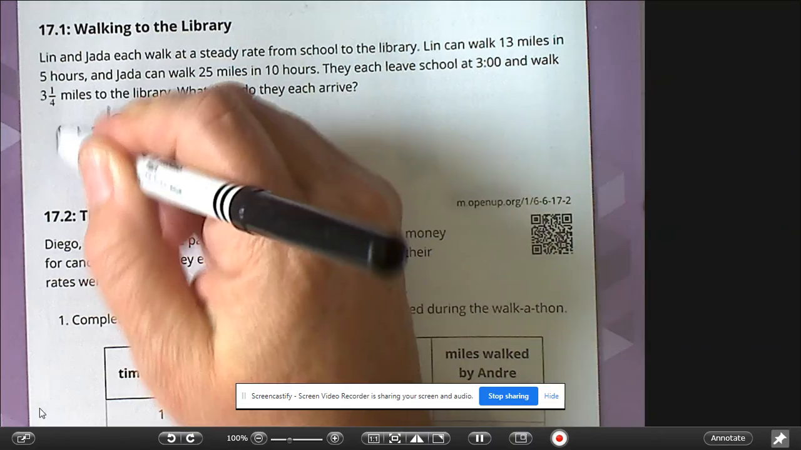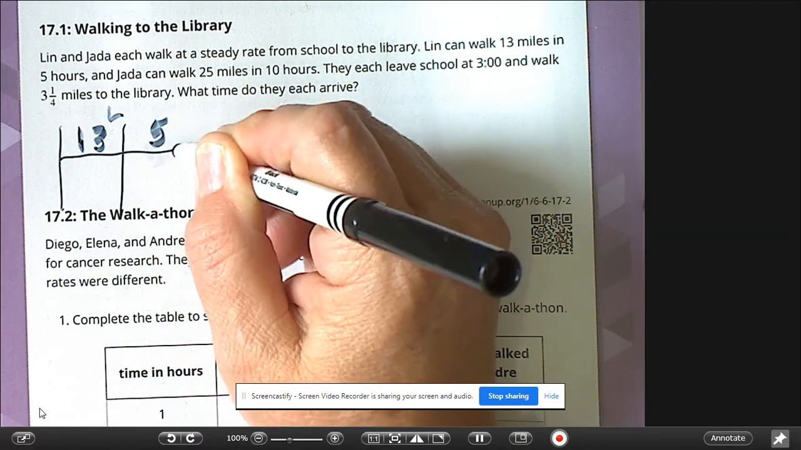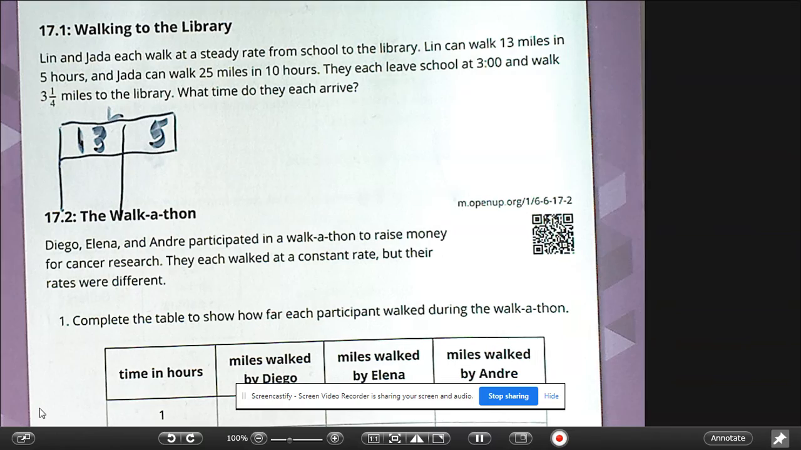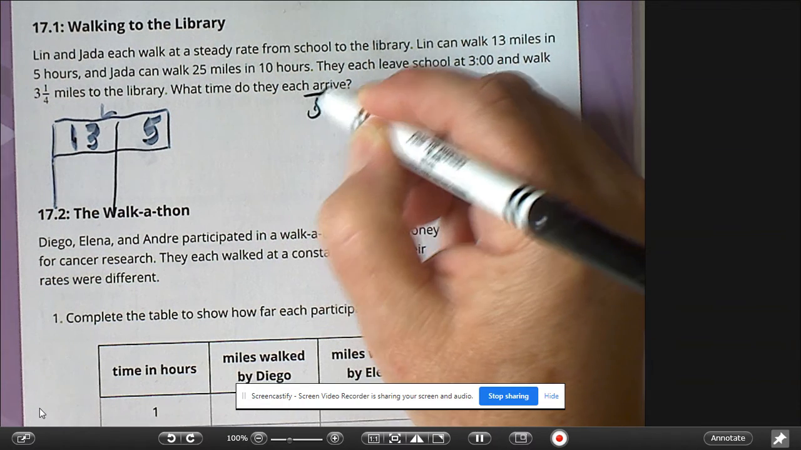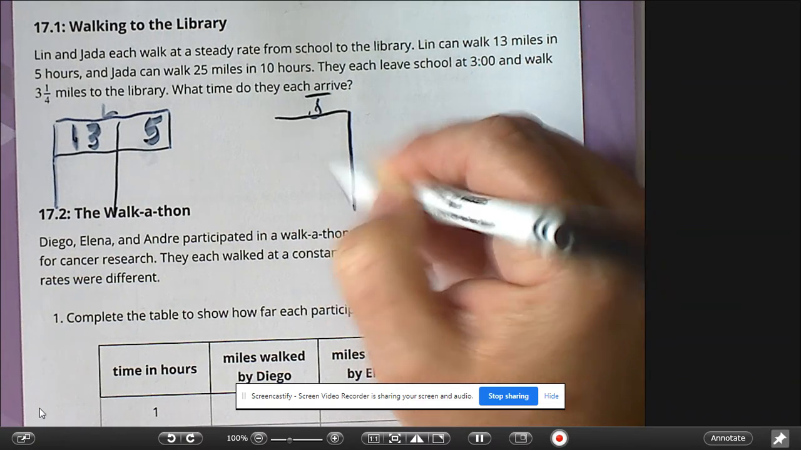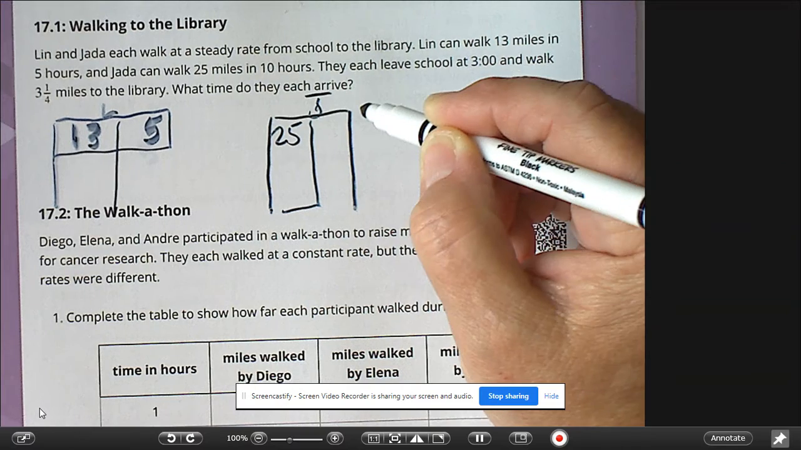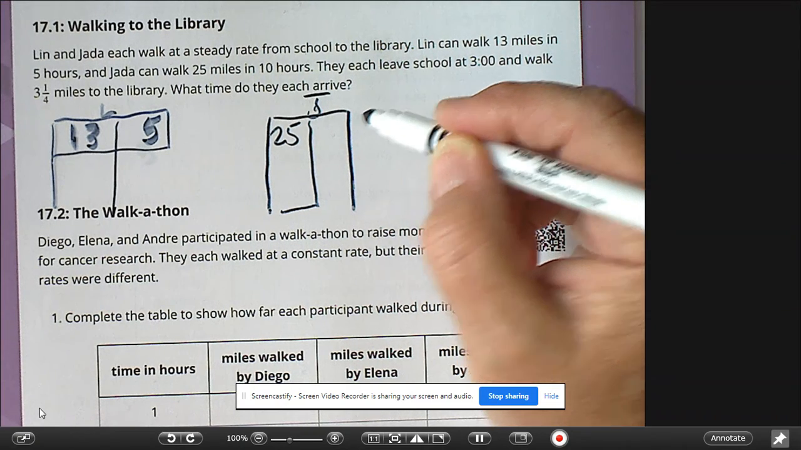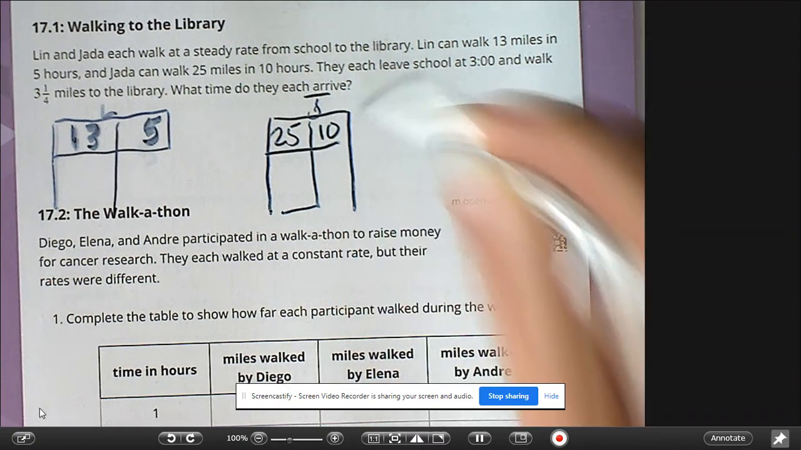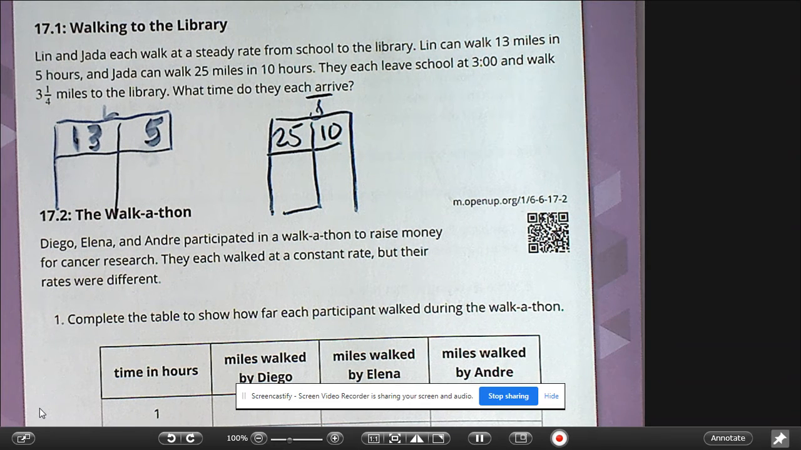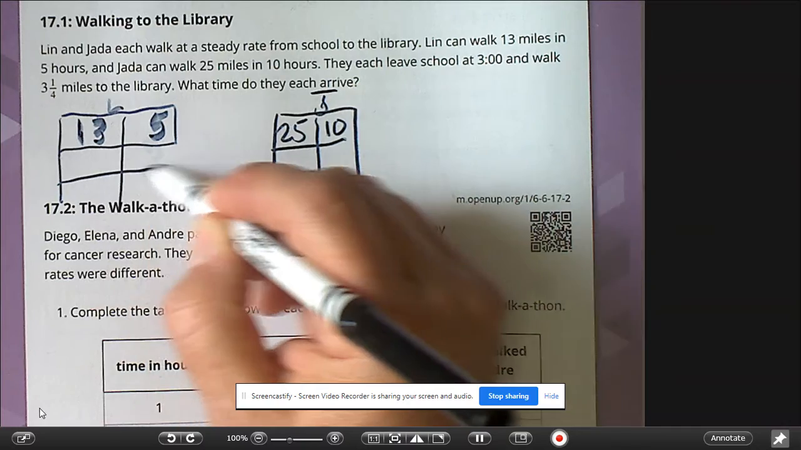And we're going to make a little table here. It says to do a table or a graph. So I'm going to do a table. And Jada can walk 25 miles in 10 hours. Okay. If they each leave school at 3 o'clock and walk 3¼ miles to the library, what time do they each arrive? So the first thing you need to do is find out the unit rate.